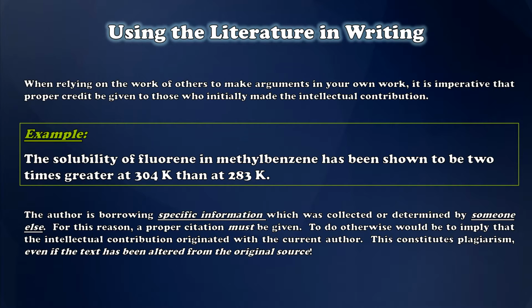So instead of simply stating this in our paper, we have to be sure that we give the author who originally made the observation credit. Otherwise, we're plagiarizing them. Even if we have altered the text from the original source, if the idea remains intact, we have to apply proper referencing.